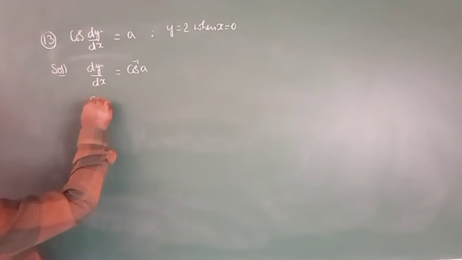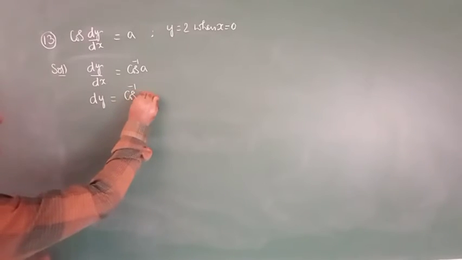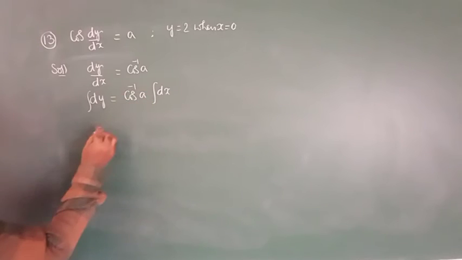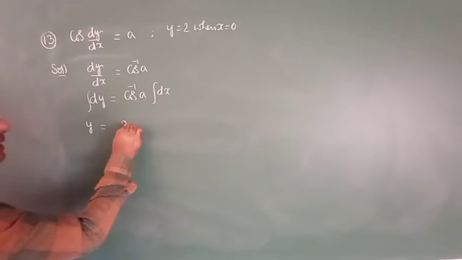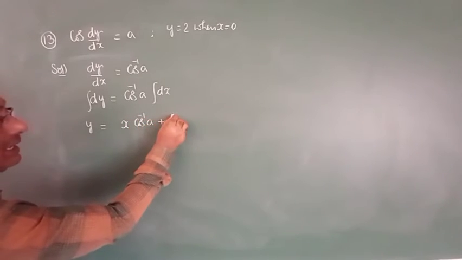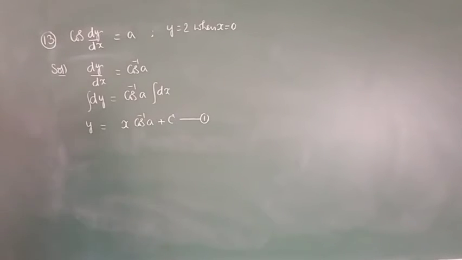So next, cross multiplication: dy is equal to cos inverse of a into dx. Immediately apply the integration as an exact derivative. y is equal to x into cos inverse of a plus the integral constant c. Let it be equation number 1.